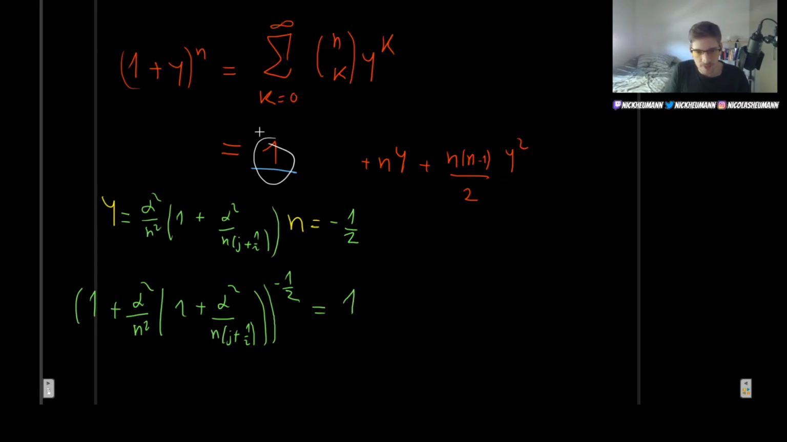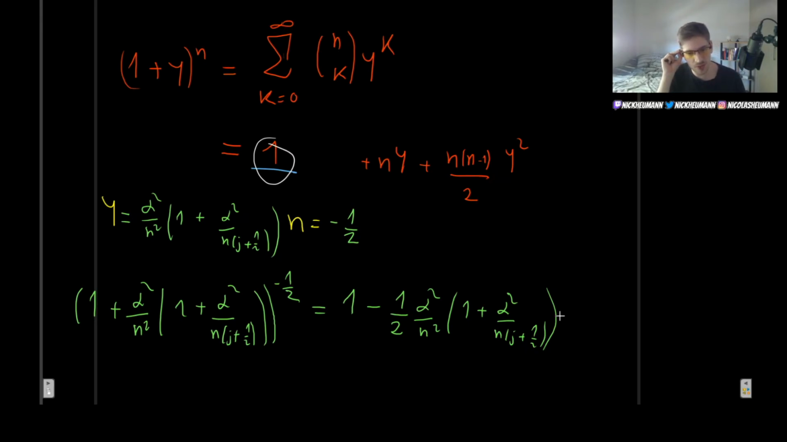Okay, what would this be? Well, this would be 1, plus n times y, which is minus 1/2 times y, so minus 1/2 alpha squared over n squared times (1 plus alpha squared over n times (j plus 1/2)). Right, and then we have to think whether we need to go further or not. Because what would it mean if we go further? That would mean that we would have this squared, right? Because we are going to y squared, which means that we'll have alpha to the 4th power multiplying everything. And there would be one term which would only be alpha to the 4th power. So we could include that.